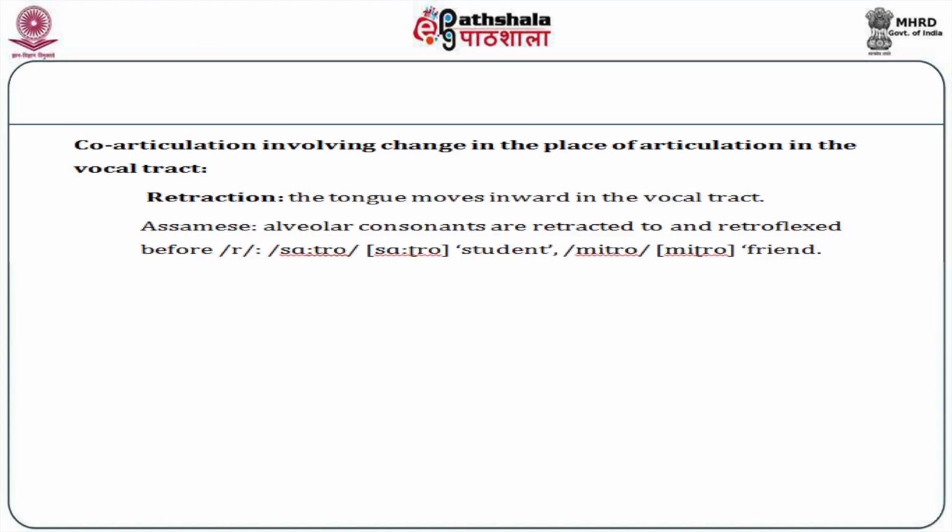Retraction. As the term suggests, the tongue moves inward in the vocal tract for retraction. For example, in Assamese, alveolar consonants are retracted to and retroflexed before r. Words such as satra, which means student, becomes satra under the influence of ra. So ta moves inside the vocal tract and becomes a retroflex. That is, ta, an alveolar sound, becomes a retroflex, a movement inward in the vocal tract.